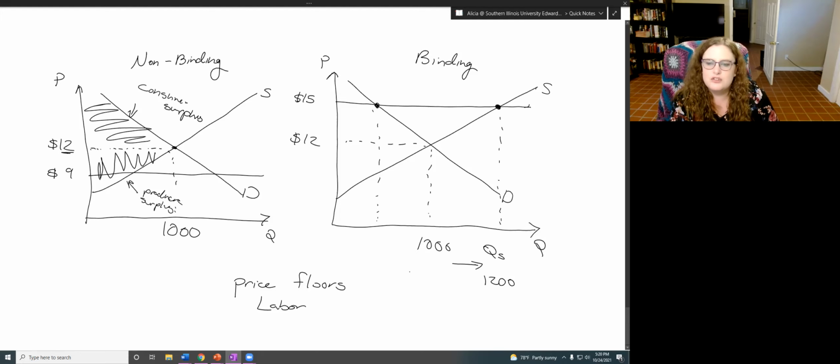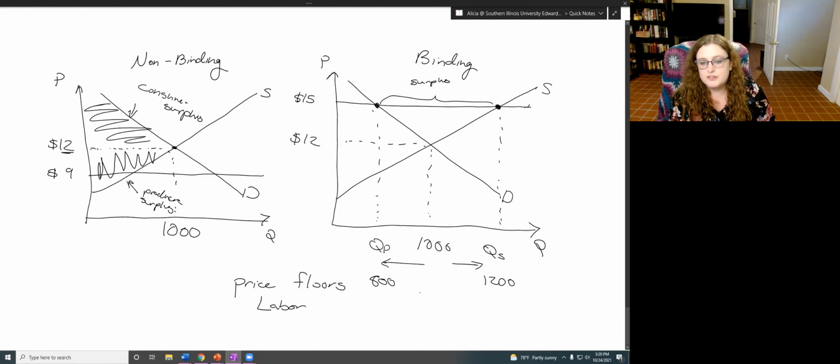So maybe they choose to hire slightly less. So their quantity demanded is actually going to be, let's say, 800, right? So maybe there are now only jobs for 800 workers. Well, if there are 800 jobs available, but 1,200 workers who need work, then what we call this is a surplus, where there's more being provided than people who are willing to purchase it. So this is 1,200 workers who want to work minus 800 jobs. That means that there's a surplus of 400 workers, right?